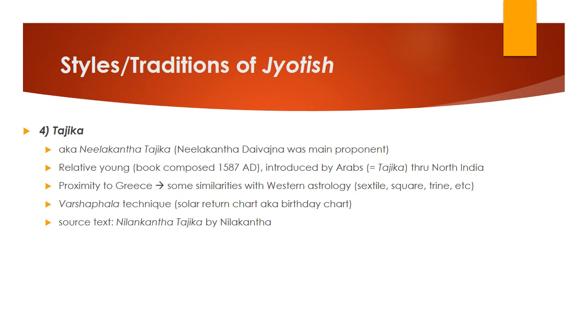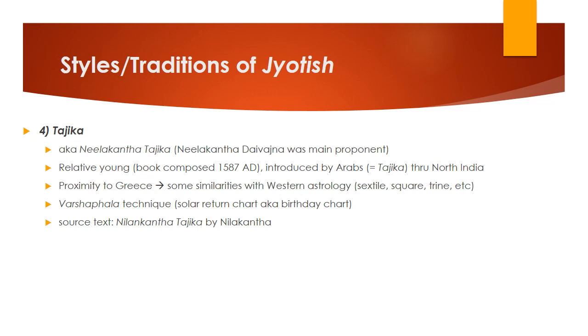Then the fourth type here is the Tajika system, also known as the Nilakantha Tajika, and the reason why is because Nilakantha Daivajna was the main proponent of this style. And Nilakantha wrote a book in 1587 AD, and so relatively speaking, the Tajika system is relatively young compared to the other styles of Jyotish. And the thing is that its history is a bit different.